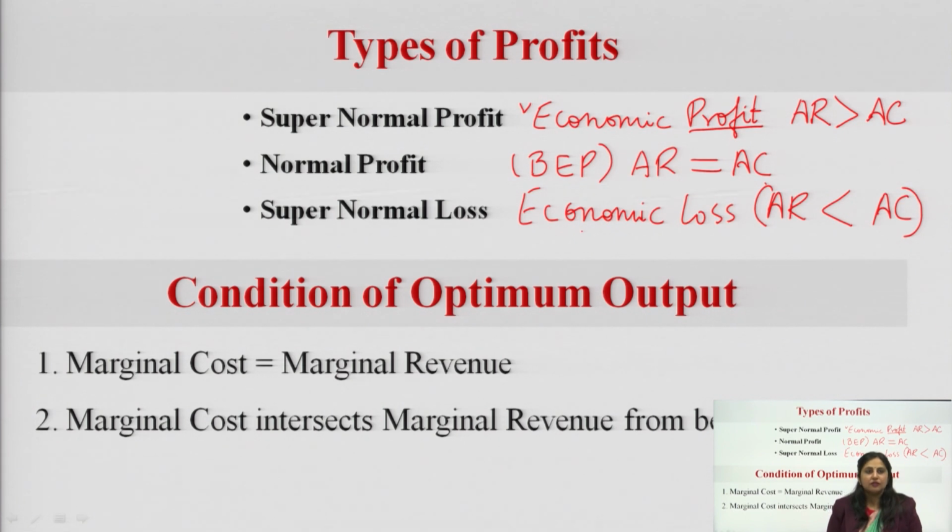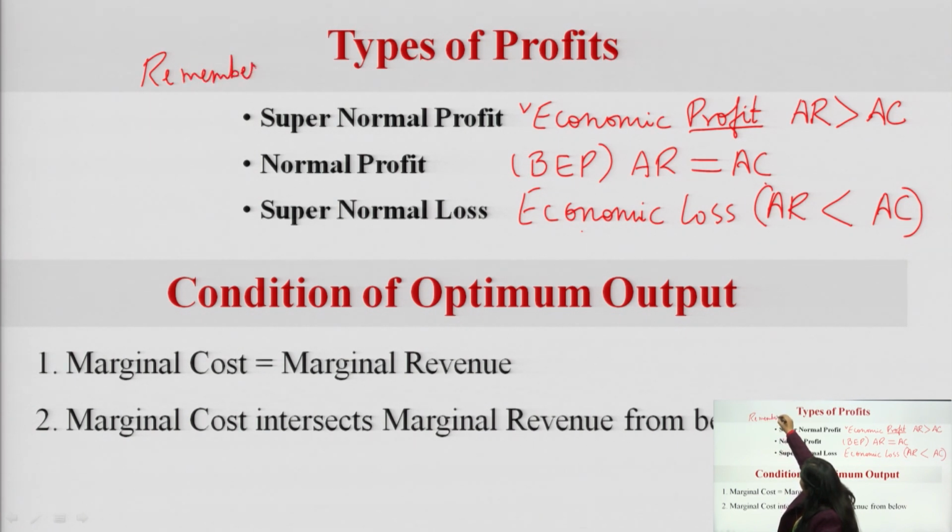there is a condition in economics which we call the condition of optimum output. So, for finding out the optimum output and the price for any seller in any of the market structures, we need to remember these points, because whenever we discuss price and output determination in our coming slides, we would be referring to these situations.